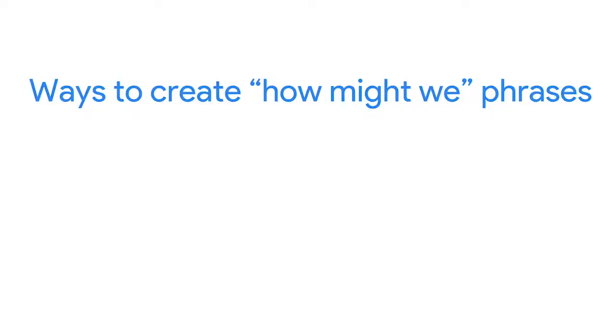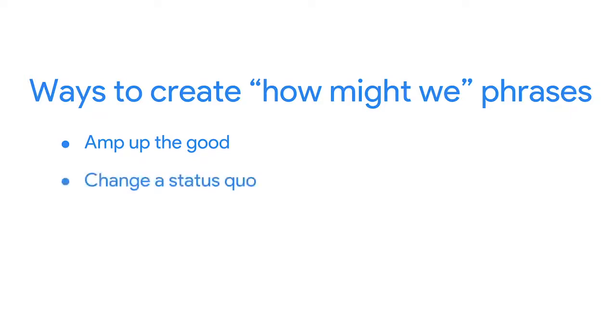Coming up with how might we questions can be tricky though. To help, the design school at Stanford University outlines a bunch of ways to create how might we phrases. A few of them include amp up the good. For example, how might we make a library website the most exciting place to reserve books in advance? Change the status quo. How might we bring the library to Lorena? And break the point of view into pieces. How might we design a system that keeps track of all the books in stock? How might we allow users to reserve in-stock books on the library's website?